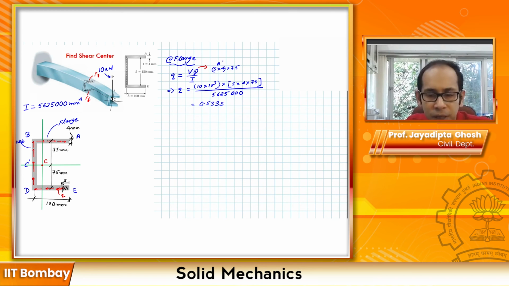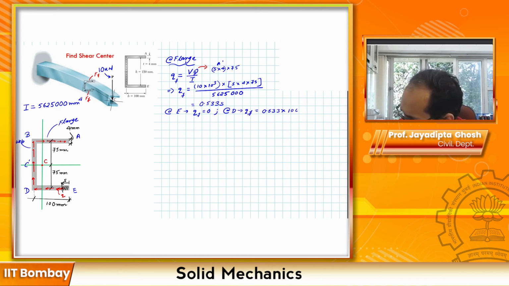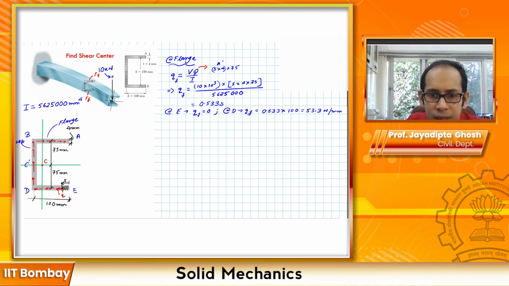Okay, so now from here we can tell that at s equals 0, so essentially at this edge over here, the shear flow q is going to be 0, and it is going to be maximum at this point D over here with a linearly increasing trend from 0 to here. So let's just write that. So at e I have my q, this is the q at the flange I'm calculating, so I will mark it as qf. At e, qf equals 0, so at D, I get it as 53.3 Newton per mm.